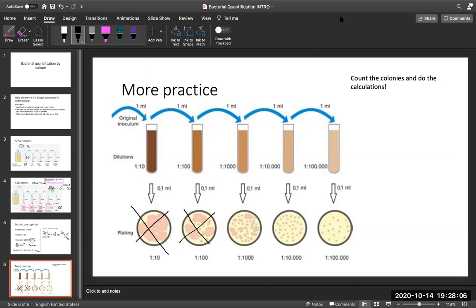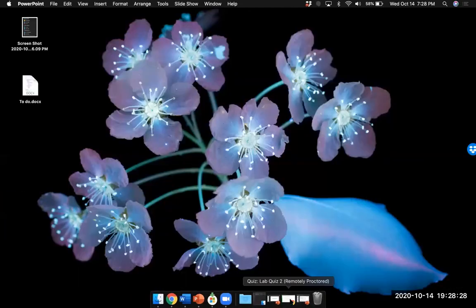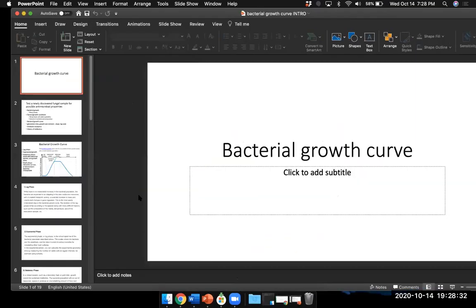Now that's pretty much it for the bacterial quantification by culture. It sounds hard because they use quantification, but it's actually probably a bit easier than some of the math we've already been doing so far. So that's it. Now for the growth curves, kind of went a little backwards, but for the growth curves, here we go.